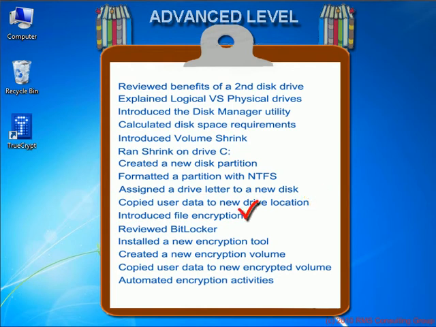Then I introduced encryption. We reviewed the BitLocker product from Windows. We went ahead and installed the encryption tool from Truecrypt. We created a new encryption volume. Then we copied files from the D drive over to the encrypted volume. Then finally, we automated the volume activities with our batch files that we just created.